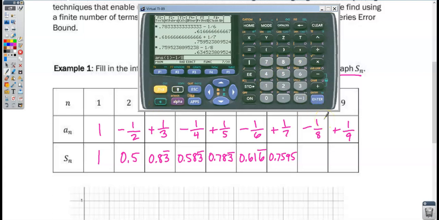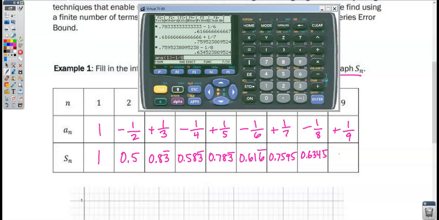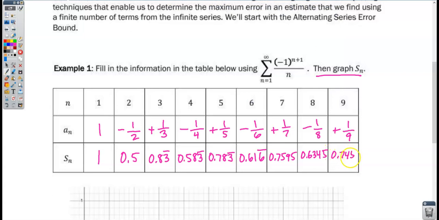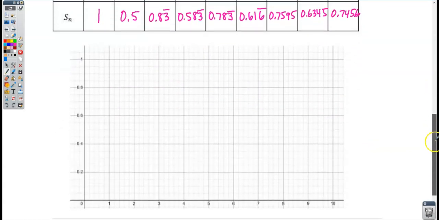And that gives us 0.6345. And then we're going to add 1/9. And that gives us 0.7456. Okay, so as we look at these values for this partial sum, you might notice that they bounce back and forth, where, well, let me say that a little later on.